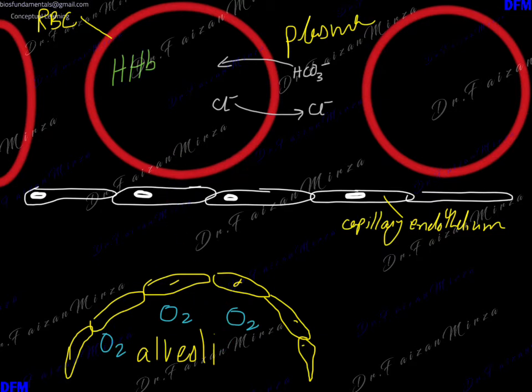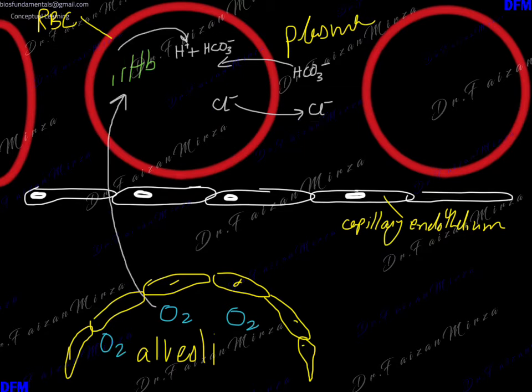So how do we begin this process? First of all, the bicarbonate ion which was traveling in the plasma enters into the red blood cell. The movement of the bicarbonate ion into the red blood cell causes the chloride ion which was in the red blood cell to move out back into the plasma. This is called reverse chloride shift.